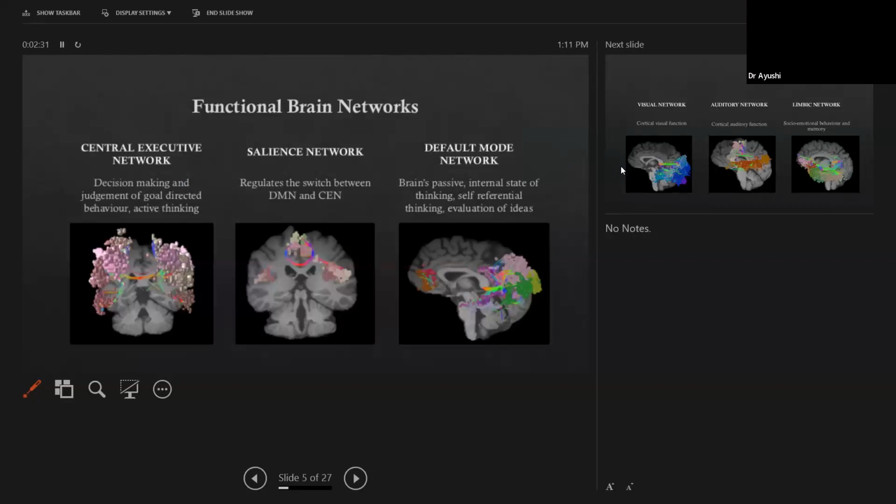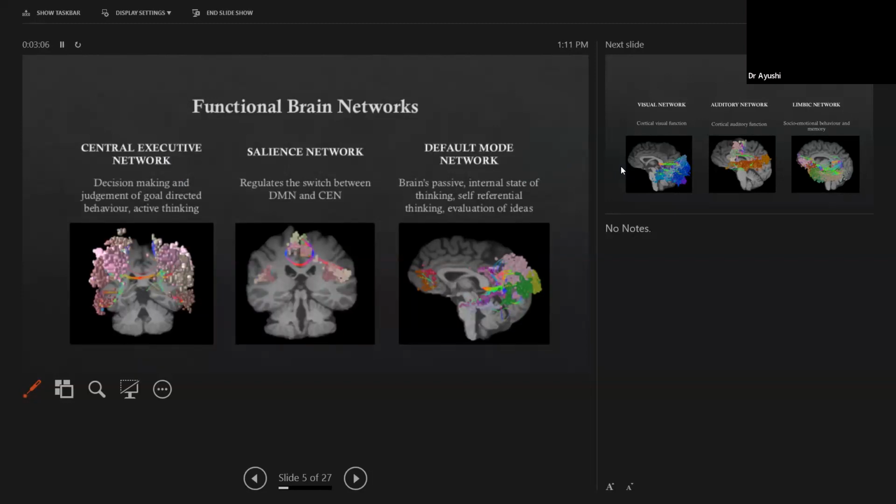Now let us come to the functional brain network. So what is a network first of all? We have all read about the anatomical regions of the brain. We keep on reading about the Brodmann's areas and other anatomical regions of the brain. Now, whenever we have to perform any task or any activity, it is not like a single region of the brain is involved in that activity. There are multiple brain regions which are involved, and these regions together form a network. So basically a network is involved when we perform any activity.